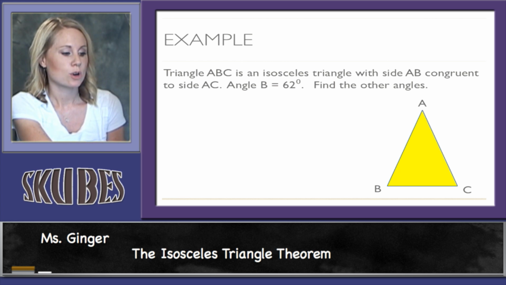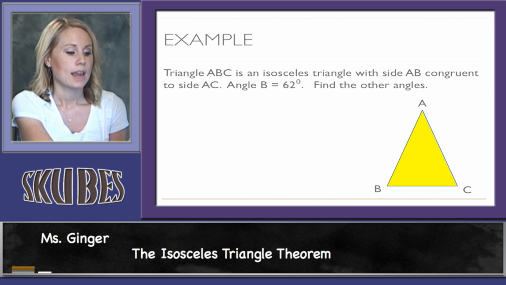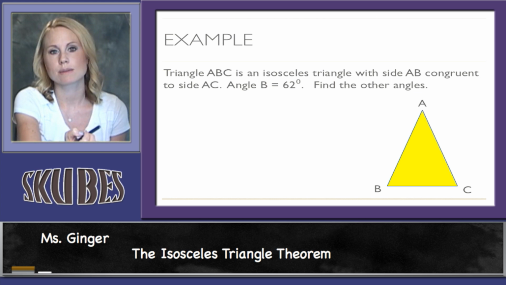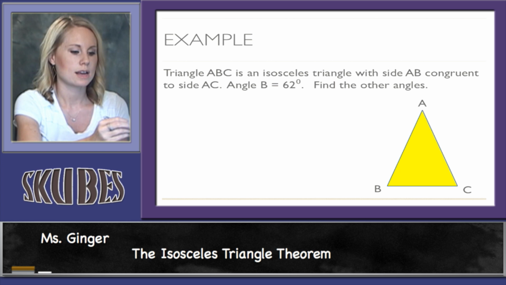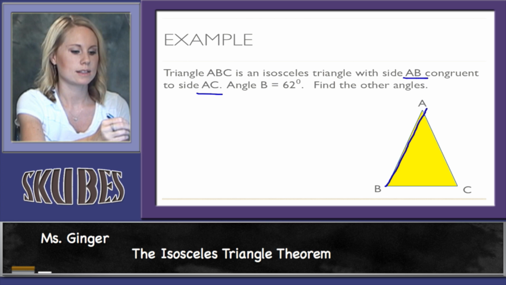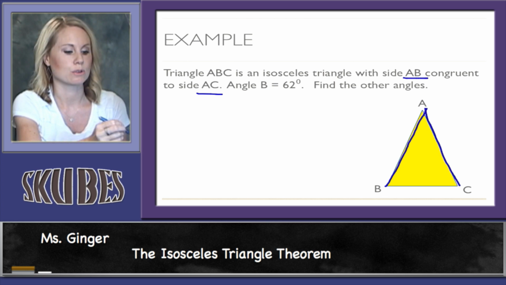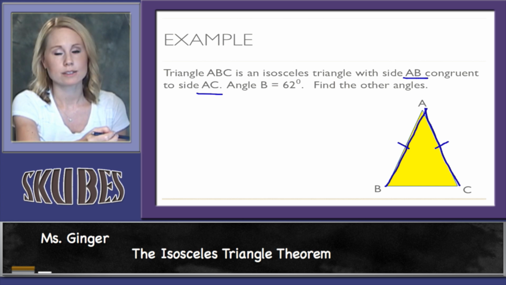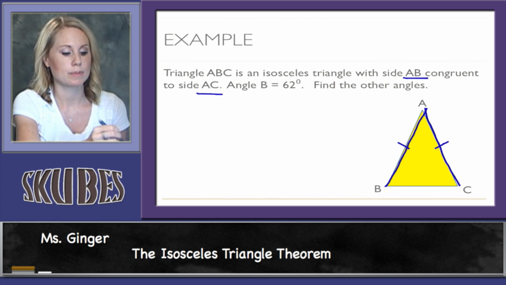Alright, so let's look at triangle ABC in this example, and the problem here is telling me that it is an isosceles triangle with side AB congruent to side AC. So notice they didn't give me those tick marks to show me which sides were congruent, but they are listing them out using their letters. So find side AB, this one here, and side AC, and I know those are the ones that are congruent, so I'll just put my own little marks there. And remember by the isosceles triangle theorem that we also know these opposite angles to these sides are congruent.